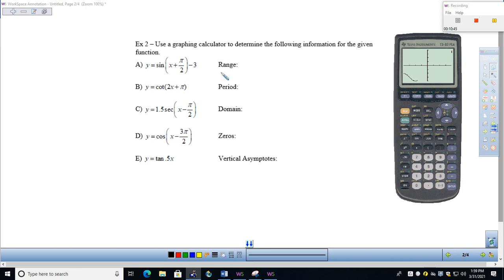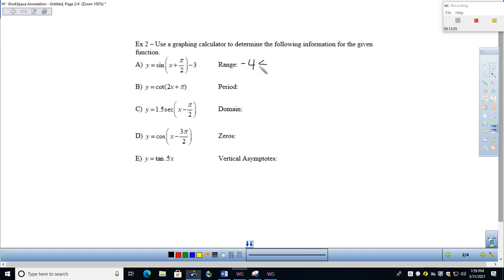Looks like the range. Remember, range would represent all of the y values, all of the outputs in this function. And so it looks like vertically, I have a minimum down at negative 4. Does everyone see that? The minimum is at negative 4. It looks like I have a maximum at negative 2. And obviously, being a sinusoidal wave, it is fluctuating between the maximum and minimum forever and ever. And so I'm seeing it going in between a minimum of negative 4 all the way to a maximum of negative 2. And those would be the only values that are part of the range.